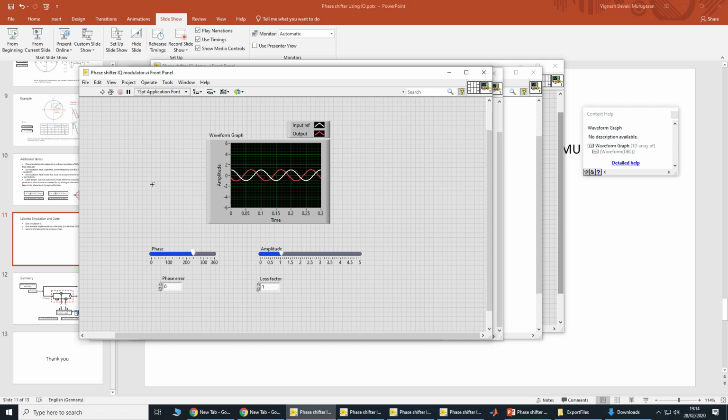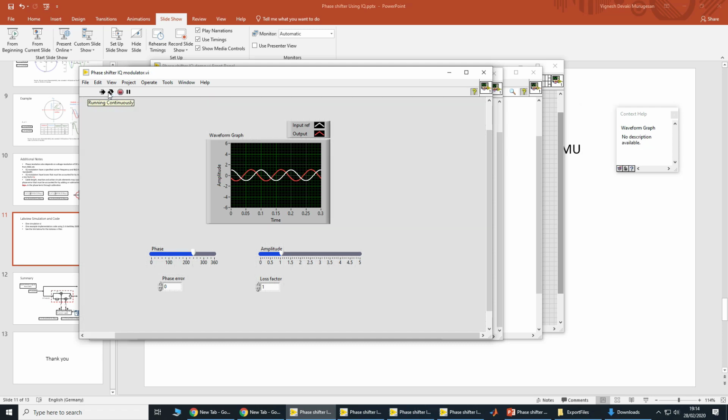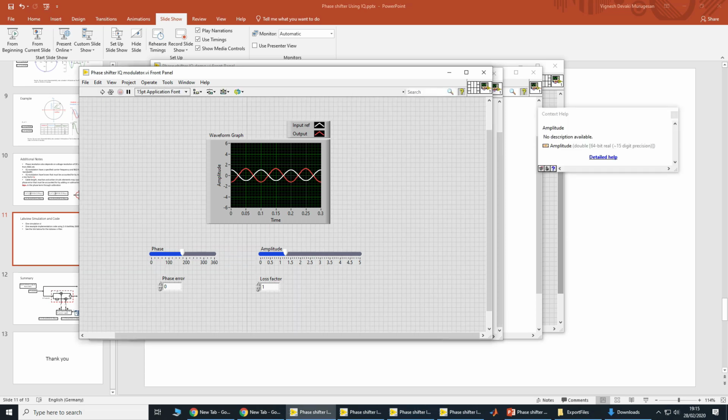Now we will go ahead and run this simulation by pressing run continuously, and then we could change the phase of the output waveform relative to the input waveform. Also we could change the amplitude of the output waveform relative to the input reference waveform, and then press stop to end the simulation. Now we will go ahead and see the block diagram of our phase shifter.